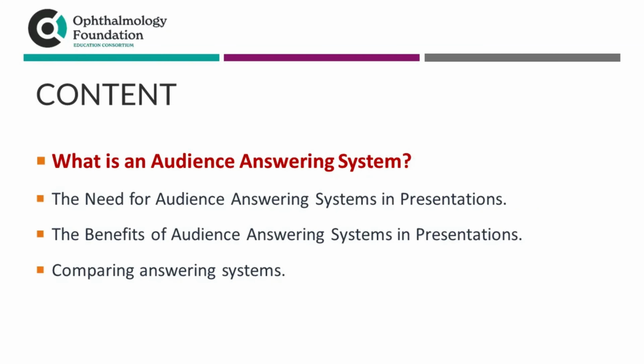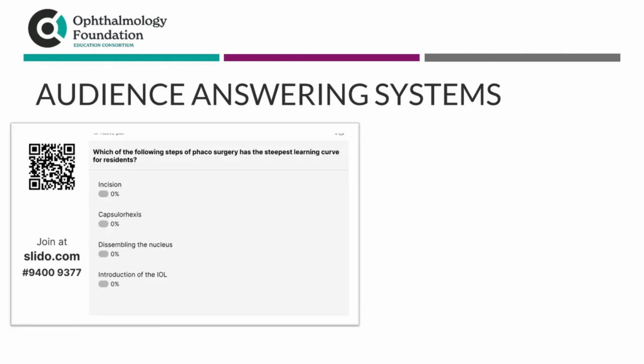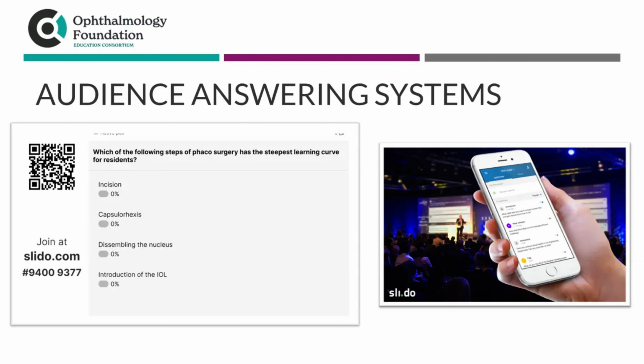An audience answering system, or AAS in this context, is software that allows presenters to make questions, gather the answers, and also receive and answer questions from the audience's phone. It's a communication tool that can greatly enhance the learning experience during educational presentations. Presenters add questions into their presentation using the software. The audience uses their phones to answer and make questions.